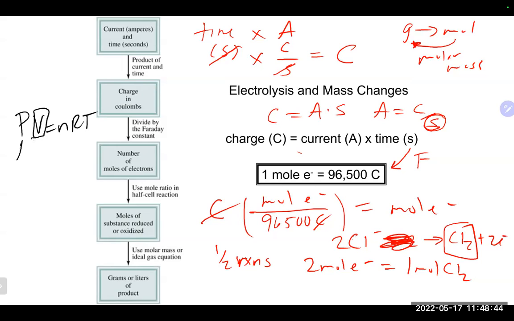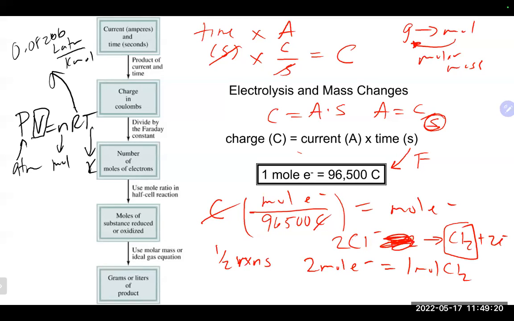A reminder, pressure needs to be in atmospheres, n should be moles, R is 0.08206 liter atmosphere per Kelvin mole, and T obviously is in Kelvin. So very commonly in these problems, we use the ideal gas law at the end, especially if we are dealing with a gas, or if we're looking for grams, the molar mass at the end. So those are the typical pathways to these problems.